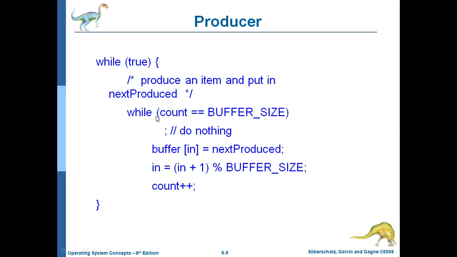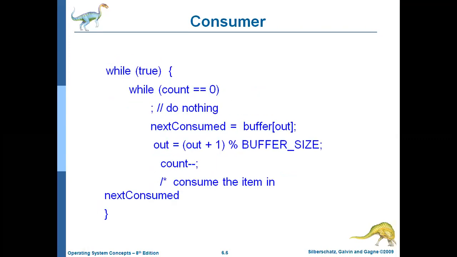Move to this one. 5 equal to buffer size means 5 equal to 5. Whenever these two things are equal, what do you need to do? Do nothing. That means whenever the count value is equal to buffer size, the producer cannot do anything. Why? Because the buffer is full. So whenever the buffer is full, the producer has to wait for the consumer. The producer cannot produce items into the buffer. Okay, and the next one is the consumer problem.